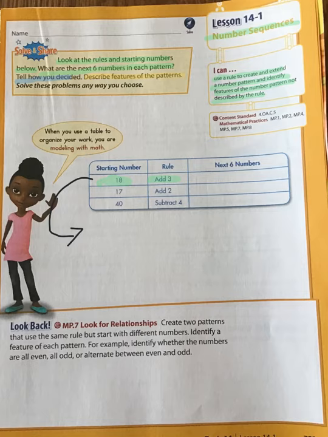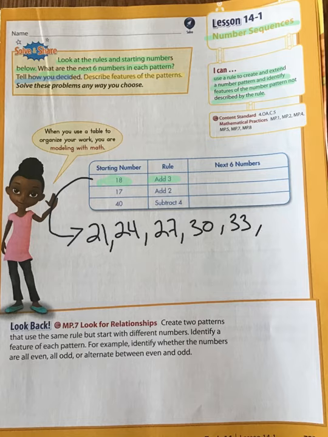So 18 plus 3 is 21. Then I'm going to add 3 more and I'm going to get 24. Then I'm going to add 3 more and I'm going to get 27. Then I'm going to add 3 more and I'm going to get 30. And then I'm going to add 3 more and I'm going to get 33. And then last, I'm going to add 3 more and I'm going to get 36.